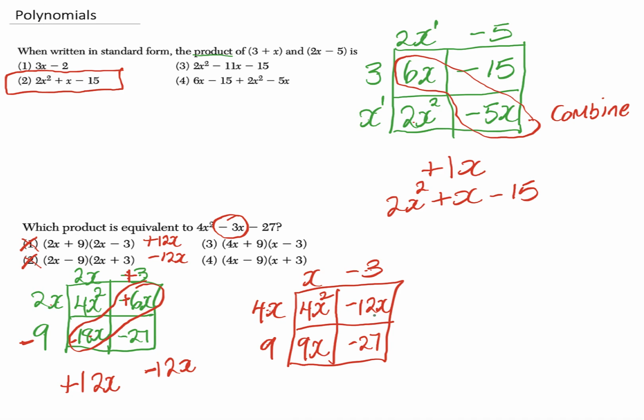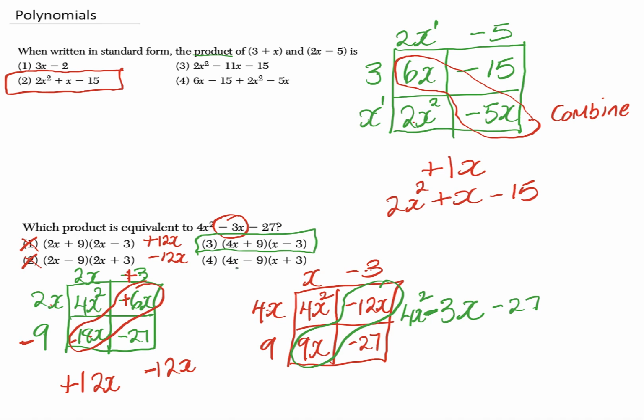Let's find our like terms, which will be here. Notice the signs are different. So when we subtract, that would give us 3x. Who's the bigger number? 12. So we would have a negative 3x. Notice we got the negative 3x. Your first term will be the 4x squared. And your last term will be the constant negative 27. So your answer is number 3.